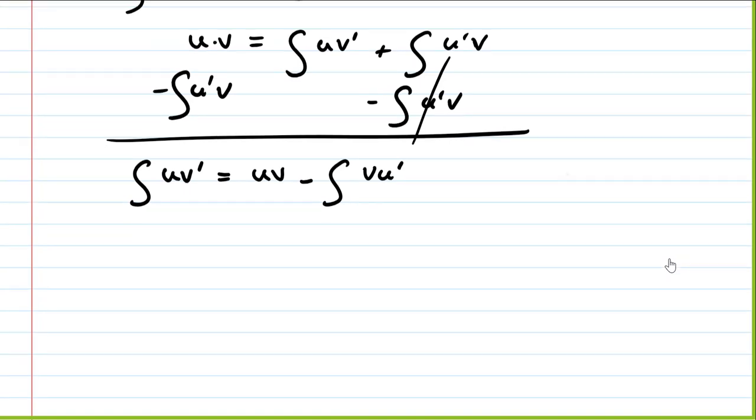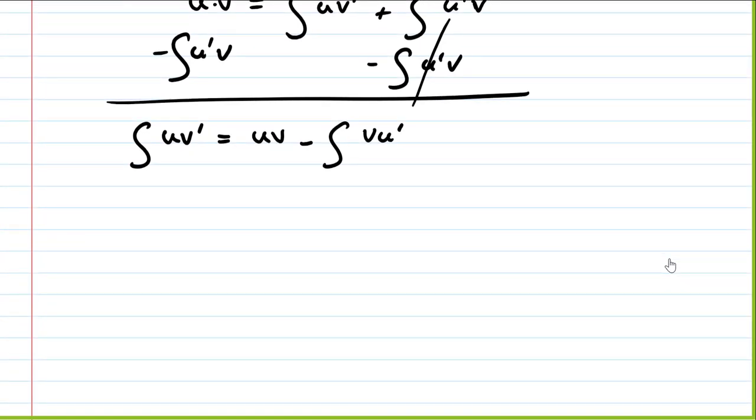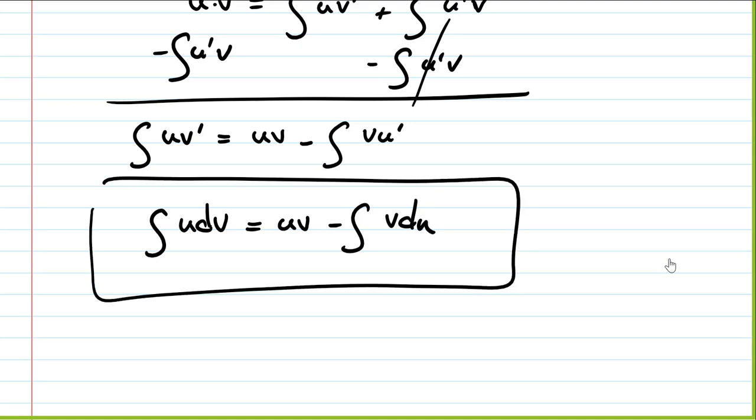So it's traditional to use the d notation instead of the primes. So finally we get the formula for integration by parts as u dv. So the integral of u dv is equal to uv minus the integral of v du. So basically this formula right here is what we're going to use every time we need to do integration by parts. And we're going to talk about how we can use it and what we're going to need to calculate.